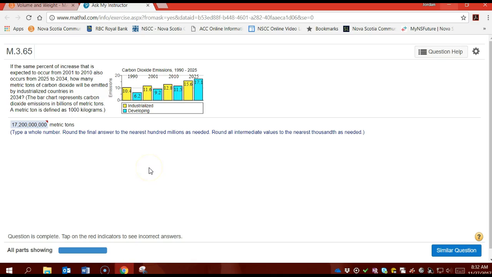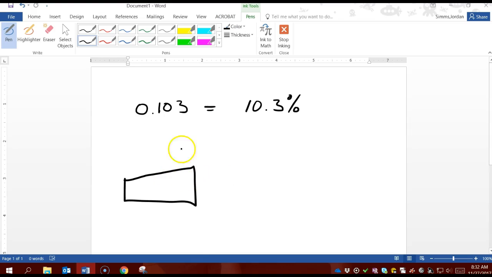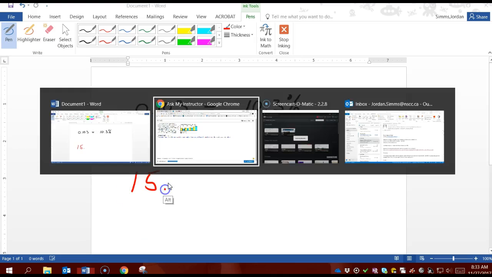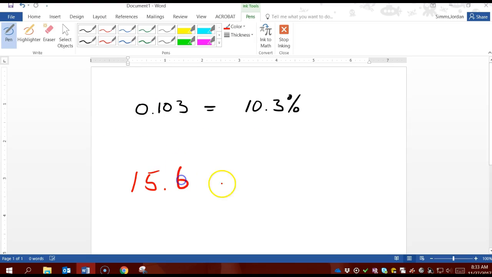Going back to your problem, Gina, we know that it has to be multiplied by 2025's numbers here, 15.6, okay? So if we think about that, here's how we would traditionally do it. We would take 10.3% or decimal 0.103 and multiply it by 15.6. Okay? So what we would do is basically add on 10.3%, or 0.103, times our original amount.